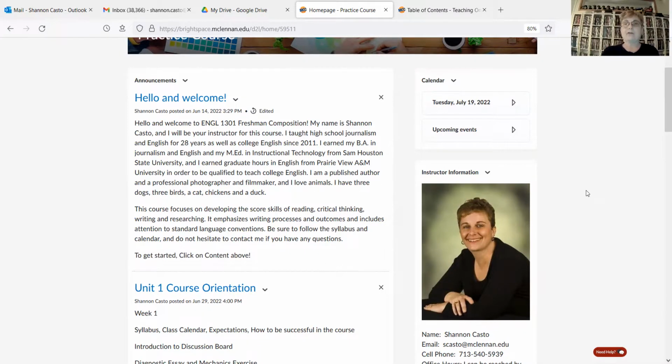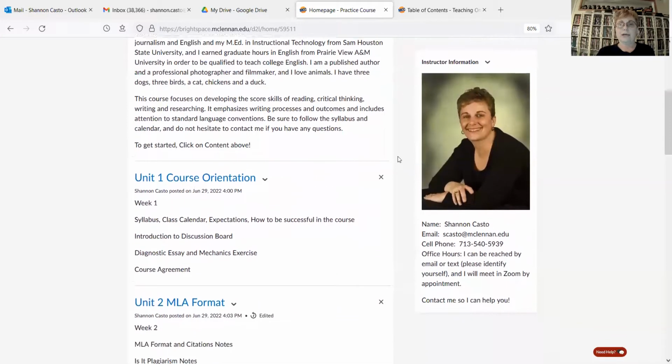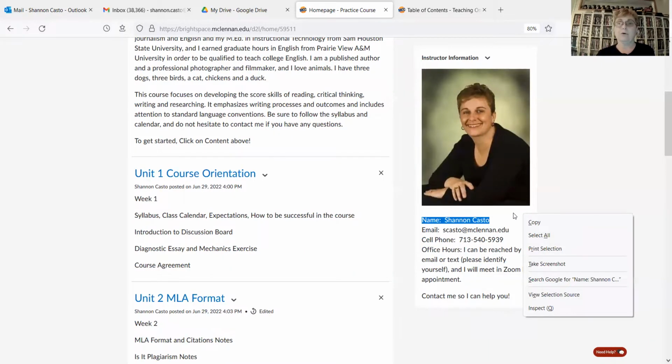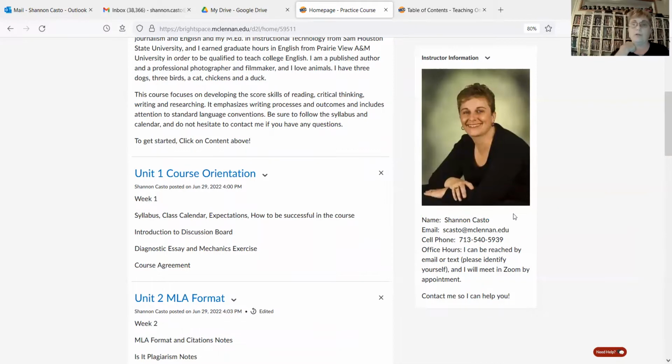On the side over here, I have a calendar, which will populate as due dates come. Then I have my picture, and here is all my contact information: how we can meet, email, phone number, all of that. I ask them to identify themselves if they send a text, just so I know who I'm talking to. So we have that.